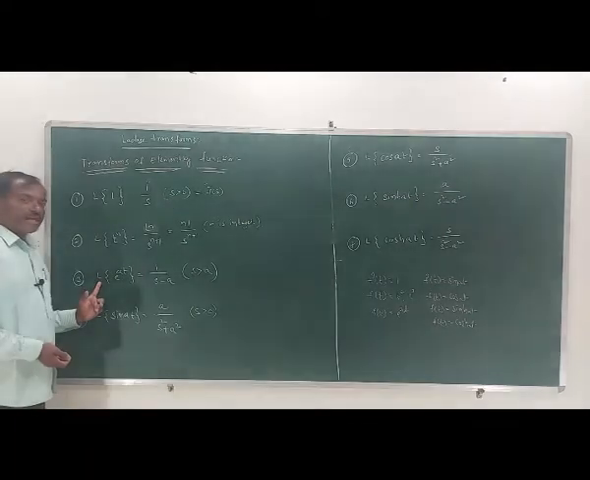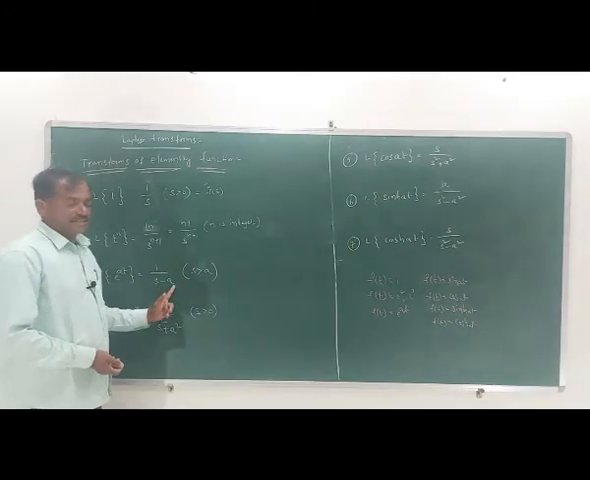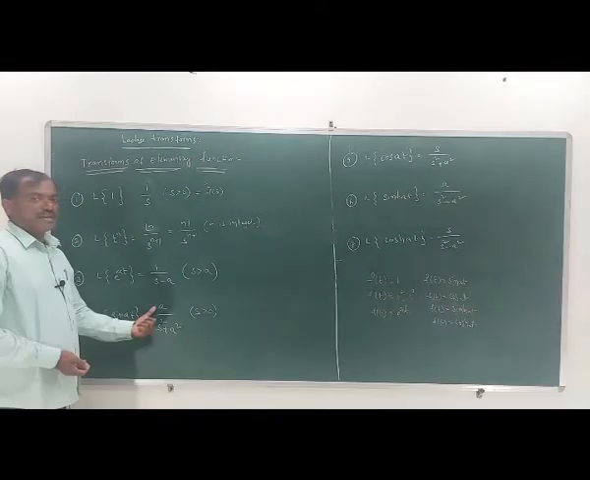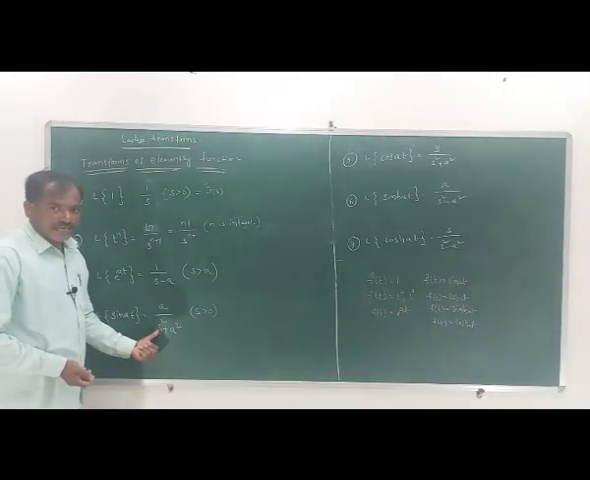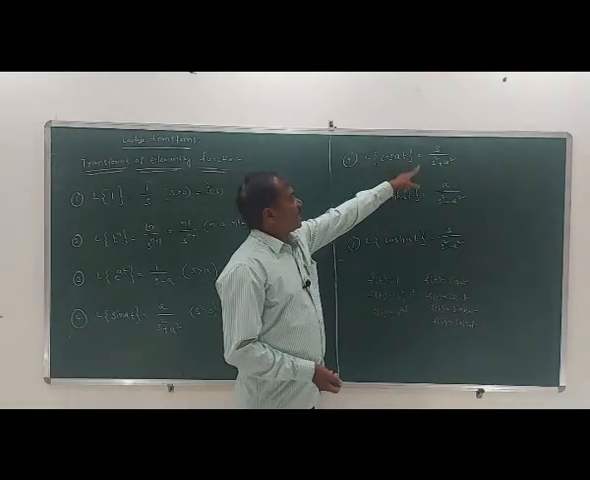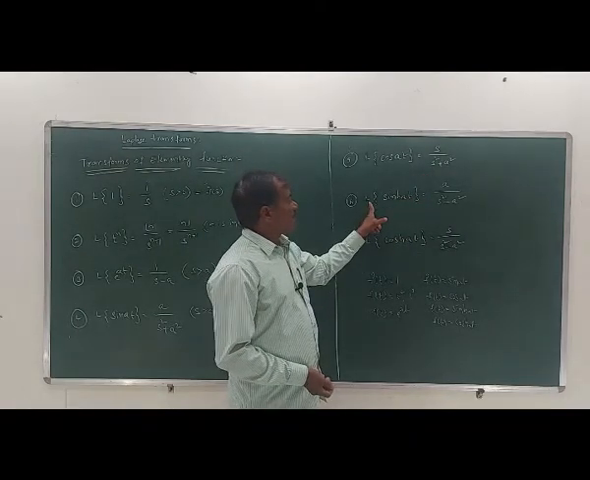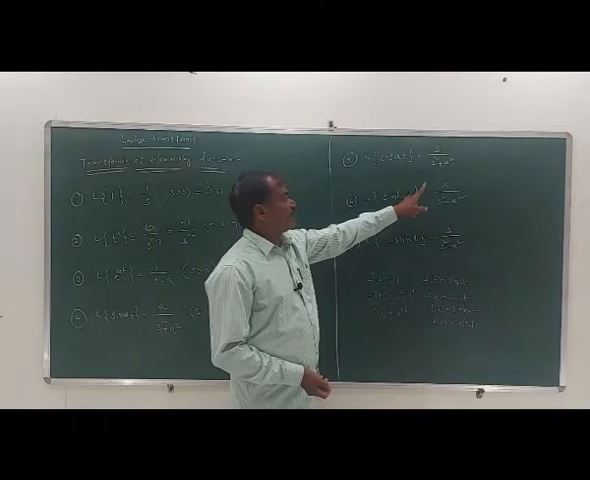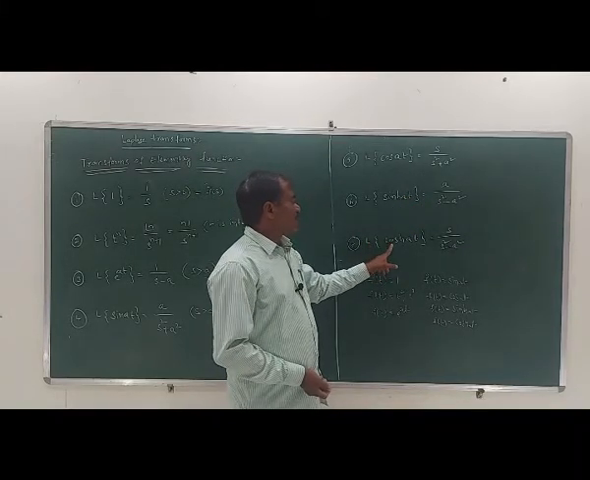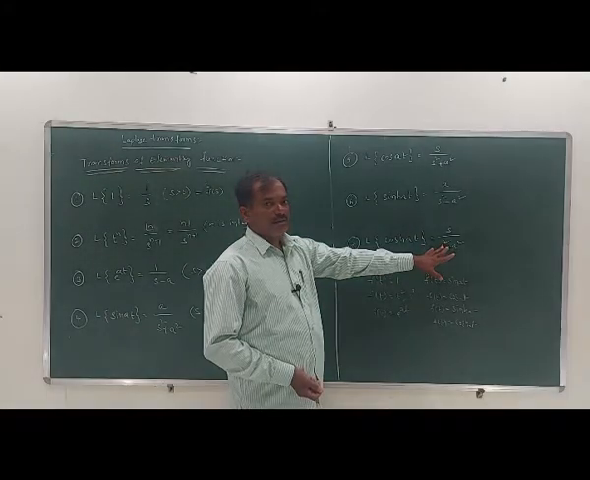Next formula, Laplace transform of e power at equals 1 by s minus a. Next, Laplace transform of sin at equals a by s square plus a square. Laplace transform of cos at equals s by s square plus a square. Laplace transform of sin h at equals a by s square minus a square. Laplace transform of cos h at equals s by s square minus a square.